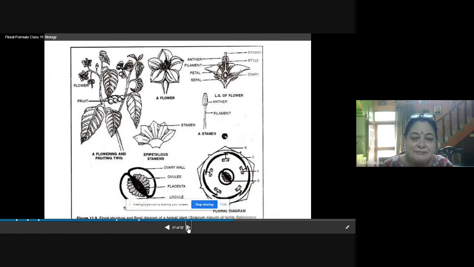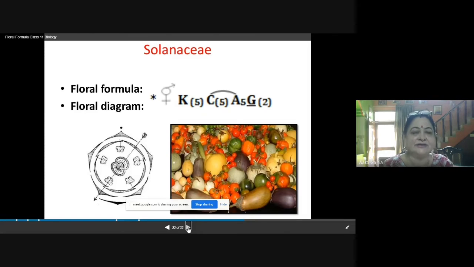Let's see the formula first. First is actinomorphic, then bisexual. Then calyx K is fused, so 5 in bracket, fused. Corolla is petals, petals are also 5 fused, and there is a line connecting C with A. So androecium is 5 stamens, and the stamens are fused with the petals. So there is a line from C to A.